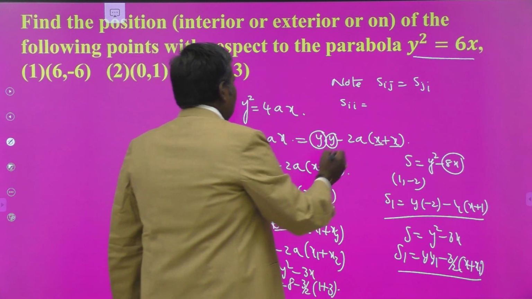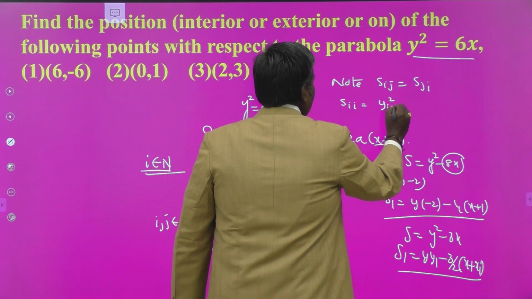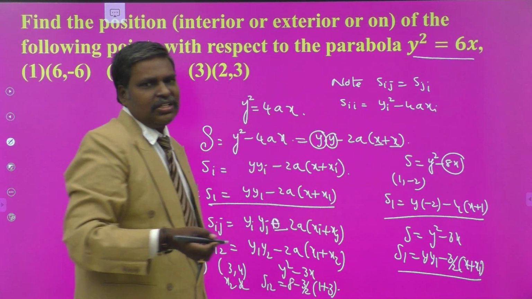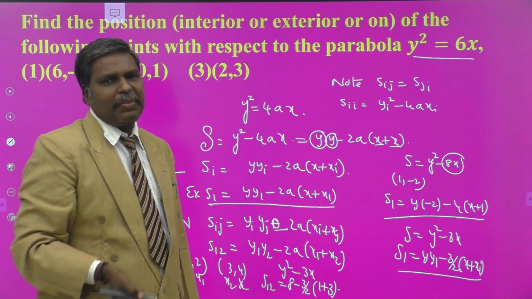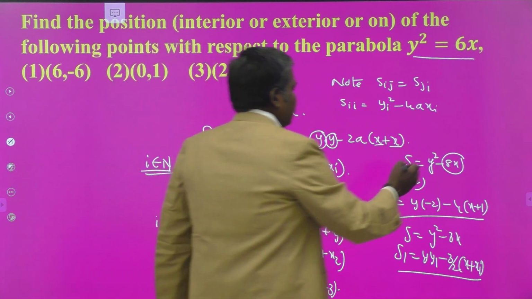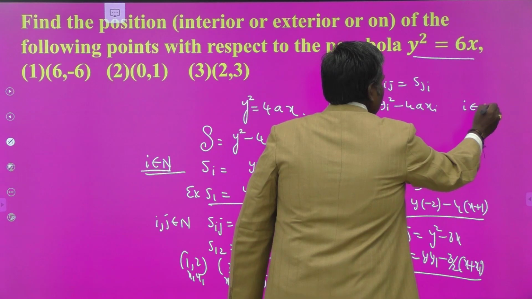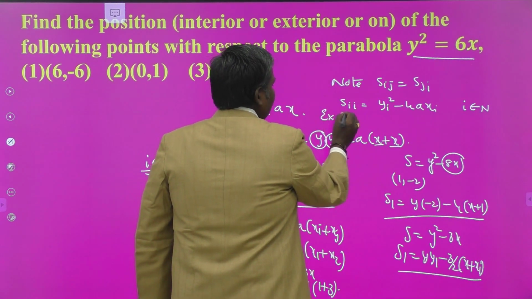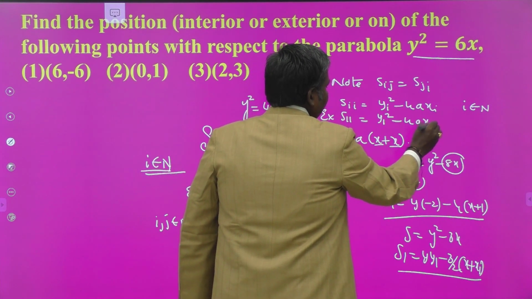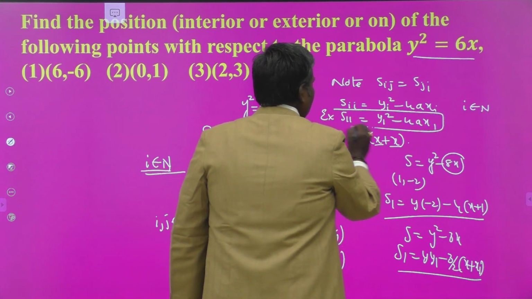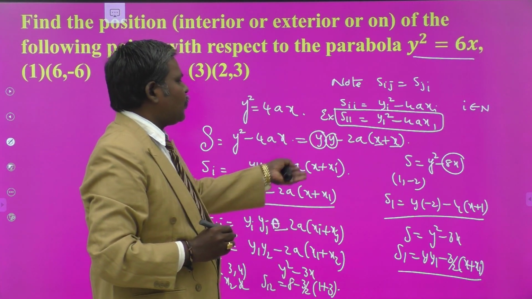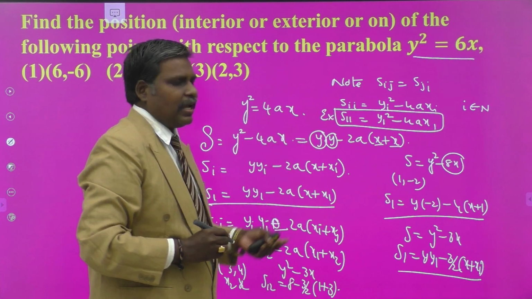Sii means yi square minus 4a xi. That is the expression. Just by substituting xi, yi in the parabola itself, we get Sii. Here also i belongs to natural numbers. Now one example is S11. S11 means y1 square minus 4a x1. Just substituting the point in the curve itself, we get S11.